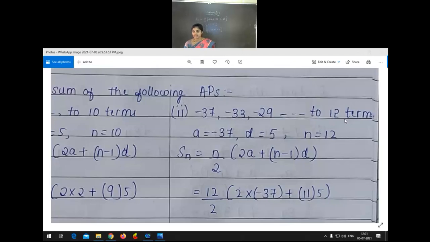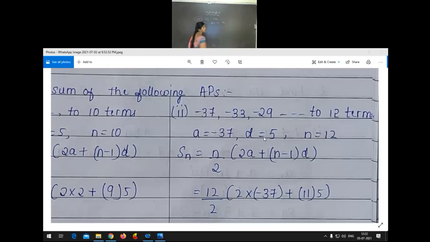So what is a here? A is minus 37. Observe the problem properly. If you are facing confusion in finding the difference, I'll explain this concept on the board. Listen carefully. I'm going to erase this formula because these formulas are in your mind now. This AP is minus 37, minus 33, then minus 29, and so on up to a total of 12 terms. They are asking for the sum of 12 terms. So a is very easy, the first term. A is minus 37.